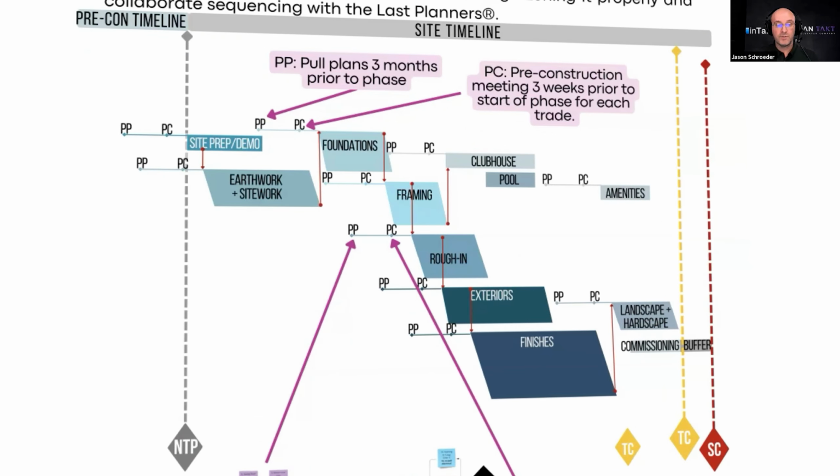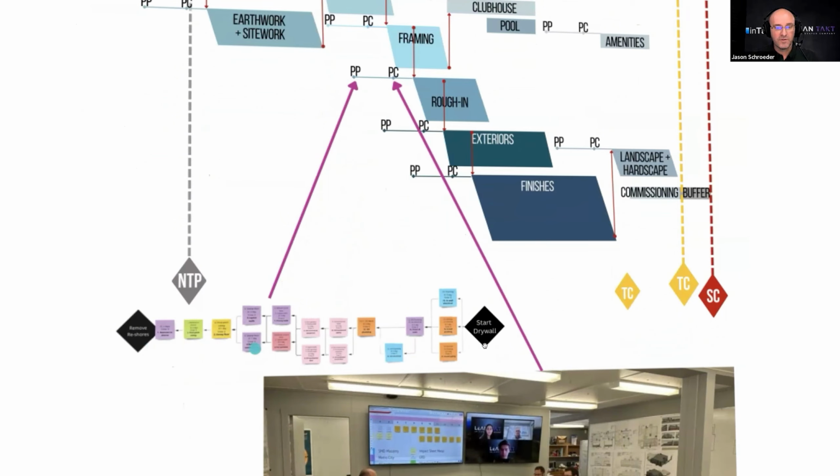And you have to, remember that sketch I made you? Prepare them. Let's take rough-in for the interiors. You have to prepare them with a pull plan and a pre-con meeting. That means 3 months before a phase happens, you pull plan it so that the trades are all coordinated and in line in their train.